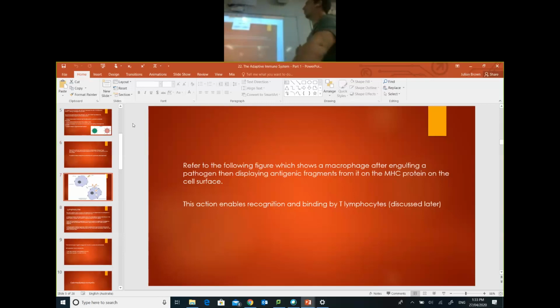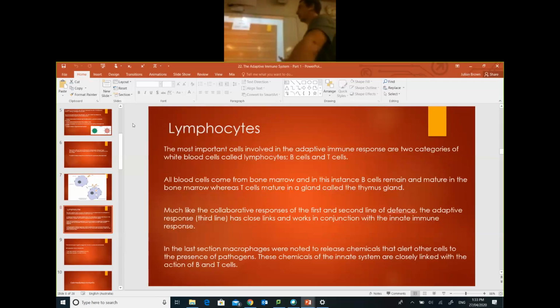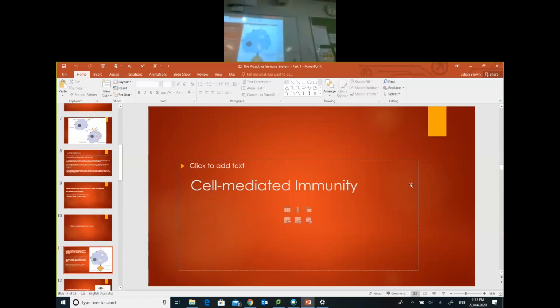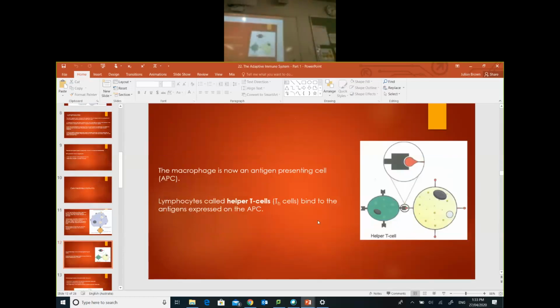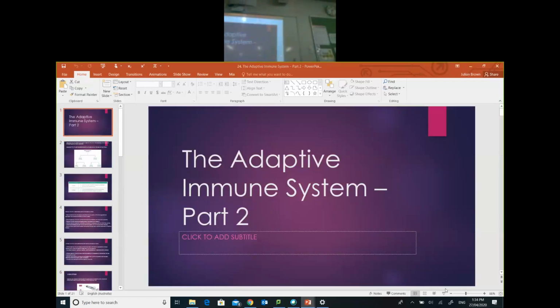We looked at some of the mechanisms of antigen recognition. We looked at the idea of how we have presentation of the antigens on the outsides of macrophages in order for our body cells and our immune cells to actually recognize infected cells and kill them off. We talked about our B cells and our T cells, which are our lymphocytes, which are part of our adaptive immune system. And we talked about cell-mediated versus humoral immunity.